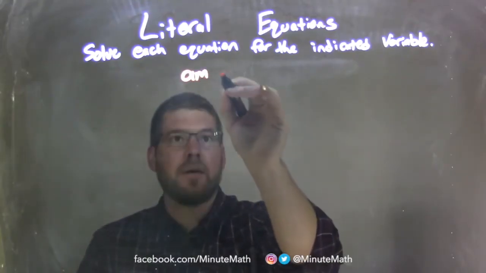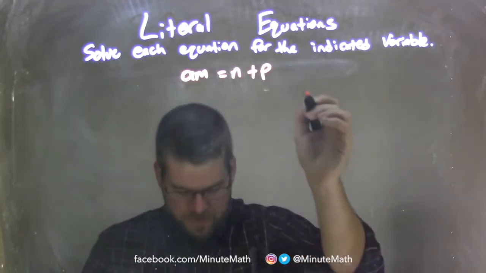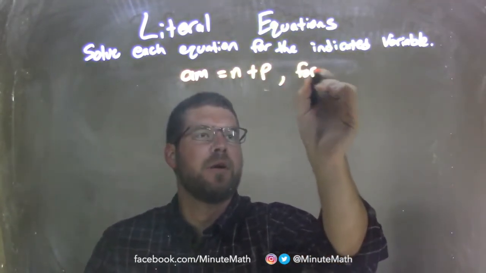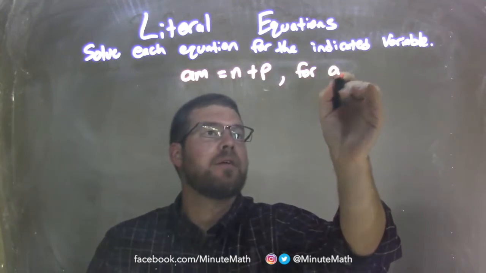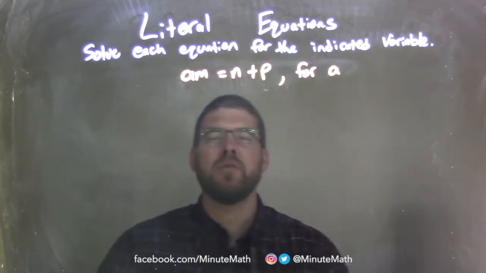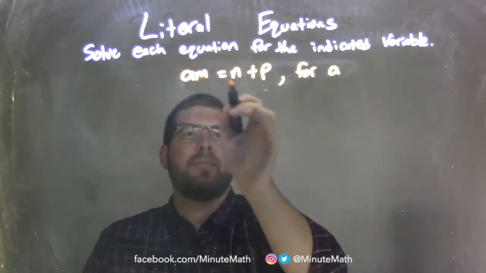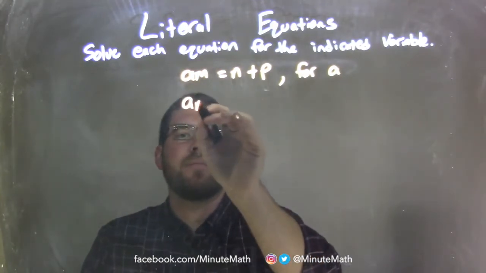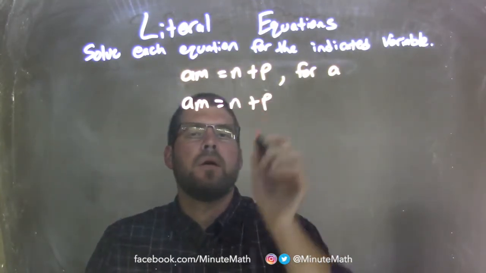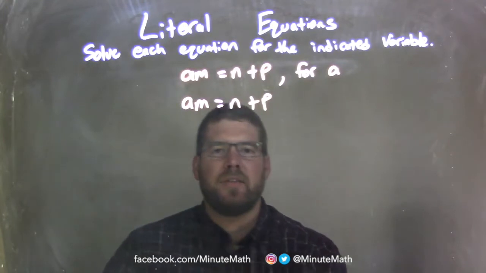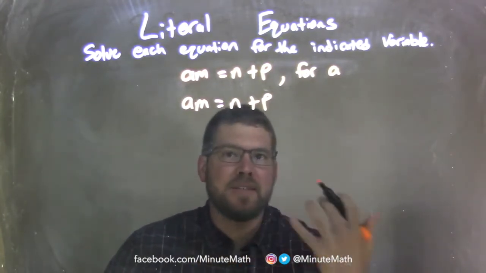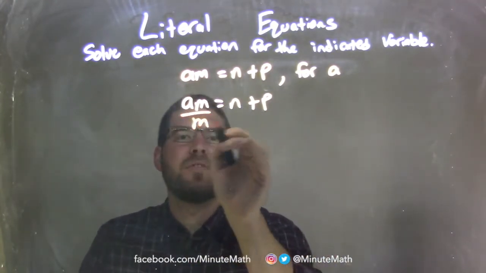am equals n plus p, and we're solving that for a. So to do that, I have a times m equals n plus p. I'm going to rewrite that. Then I see there's multiplication there next to the a. I need to get rid of that m, right, to get a by itself. So I'm going to divide both sides by m.